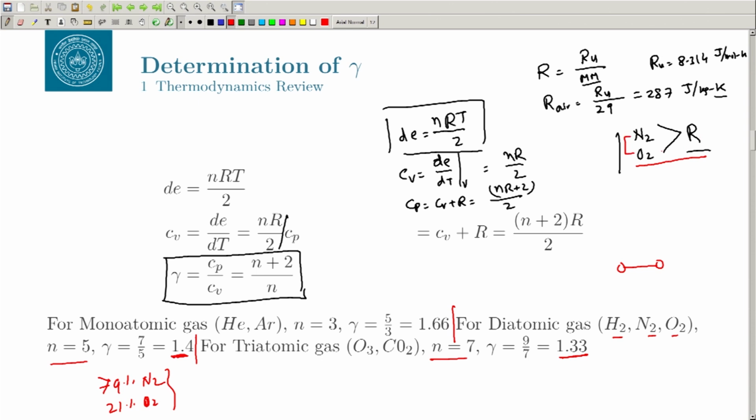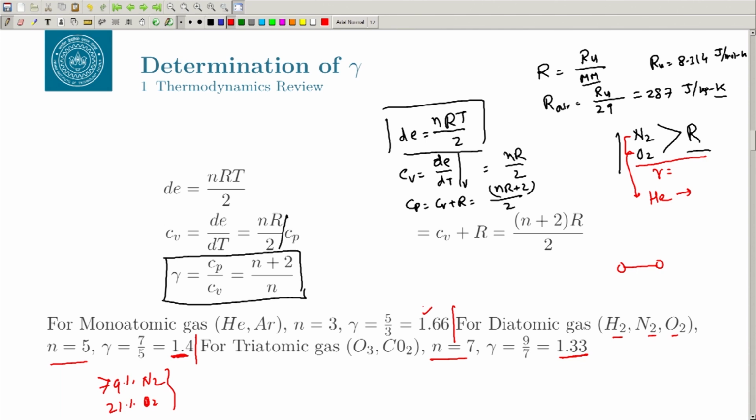N2 and O2: if you change from N2 to O2 you have to change the R, but the gamma will remain the same because both are diatomic gases. However, if you go to, let us say, helium, in that case both R and gamma will change. You have to use the gamma of 1.66.